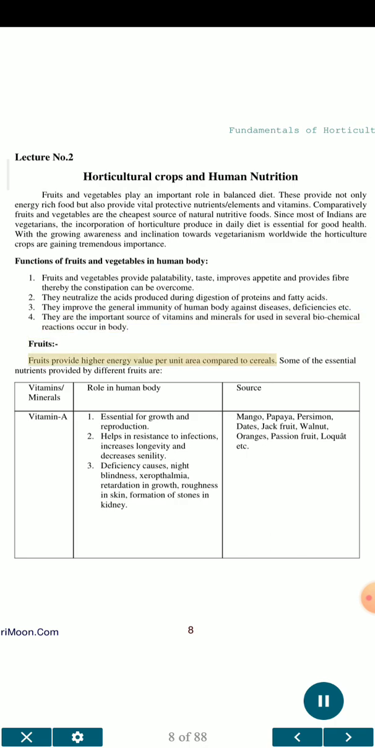Fruits. Fruits provide higher energy value per unit area compared to cereals. Some of the essential nutrients provided by different fruits are vitamins and minerals, and their role in the human body. Vitamin A. 1. Essential for growth and reproduction. 2. Helps in resistance to infections, increases longevity and decreases senility. 3. Deficiency causes night blindness, xerophthalmia, retardation in growth, roughness in skin, and formation of stones in the kidney.